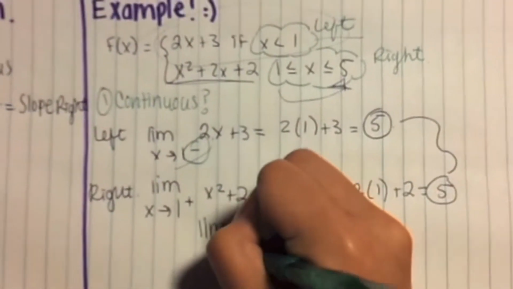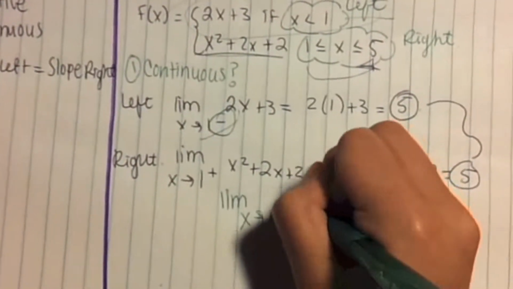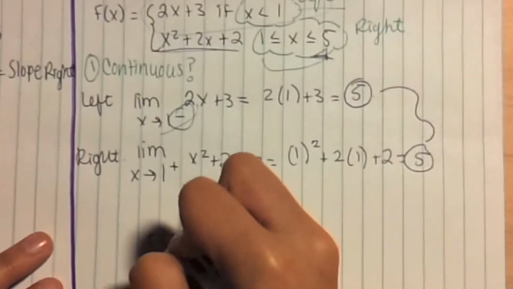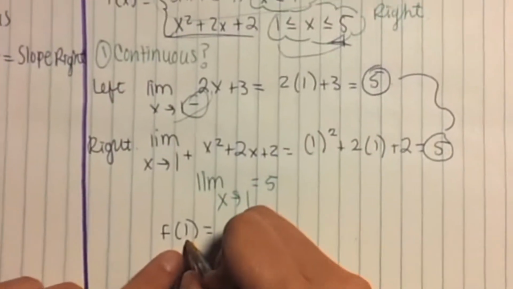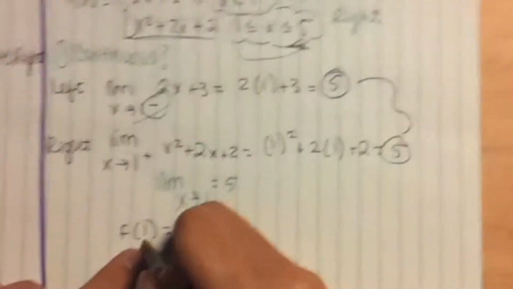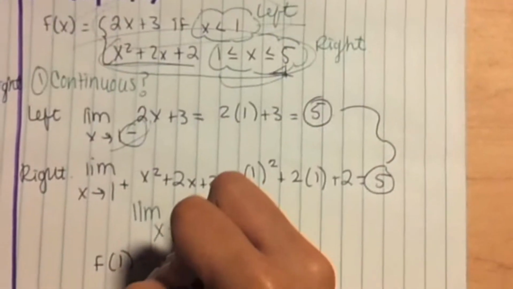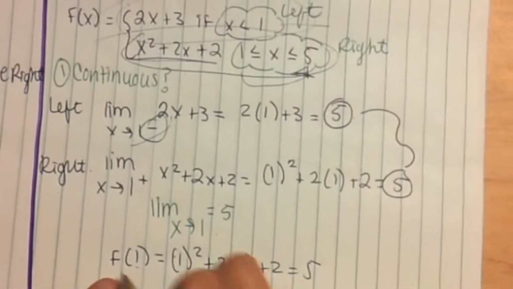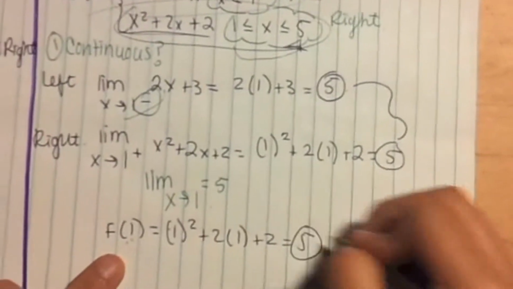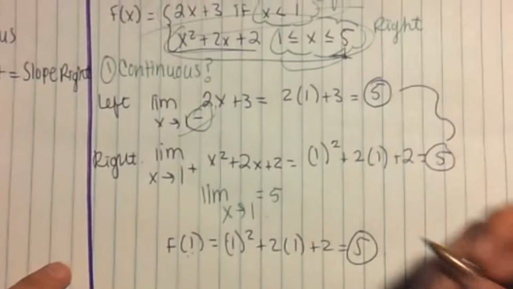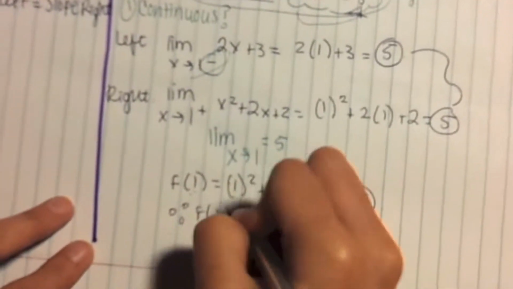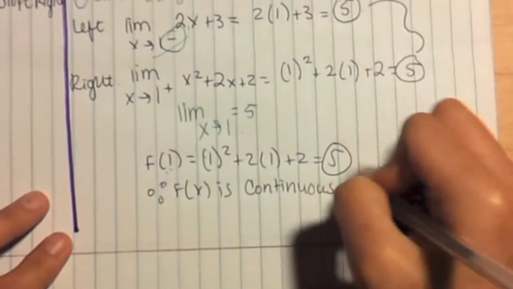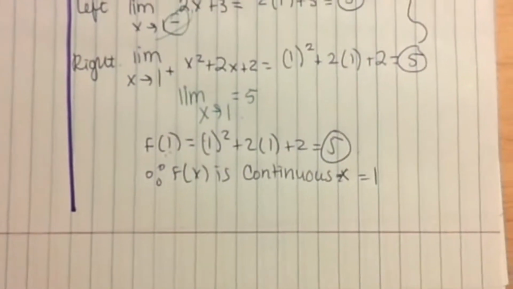Now let's see if it's continuous. For f of 1, we plug 1 into this equation right here. Now we see that the point itself is equal to 5, so the function is continuous at x equals 1. Now let's check the slopes, which is the final step to know if the derivative exists.